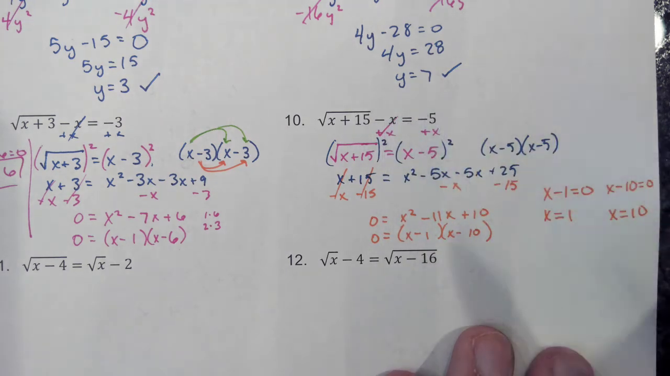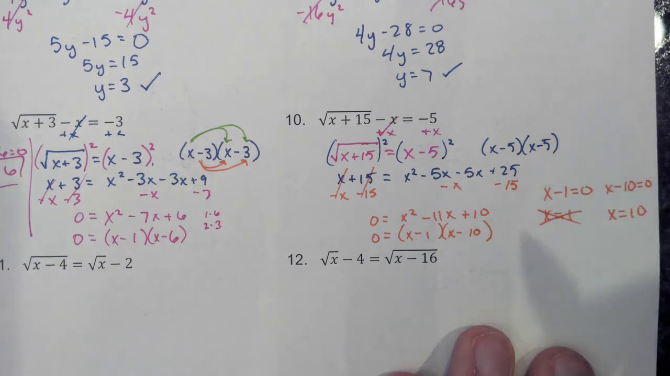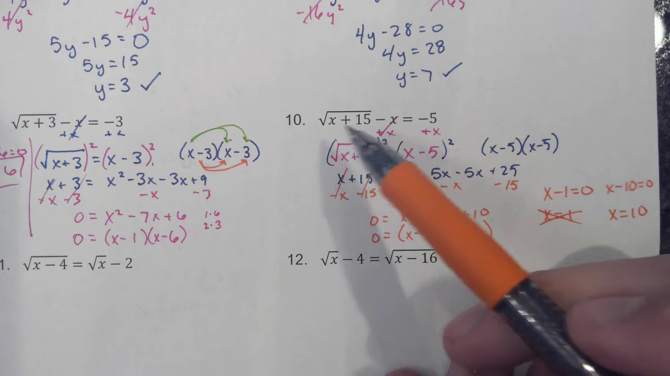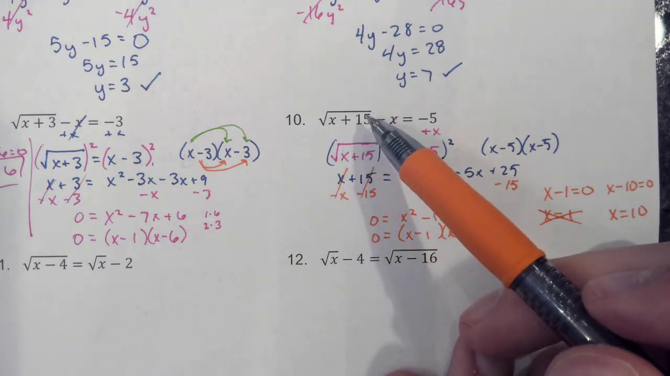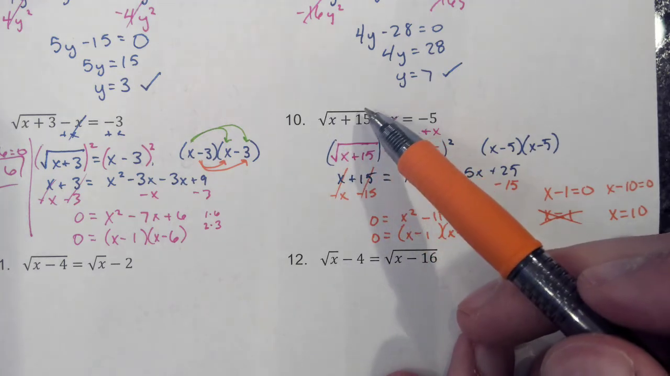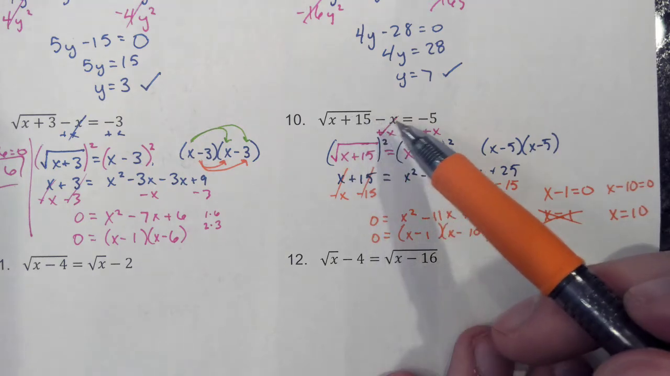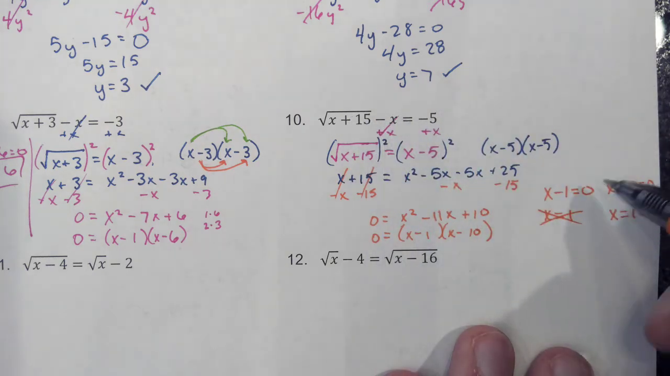It was supposed to be negative 5. That one did not work. So I bet 10 does, but let's check just to make sure. 10 plus 15 is 25. The square root of 25 is 5, and 5 minus 10 is negative 5. That one worked.